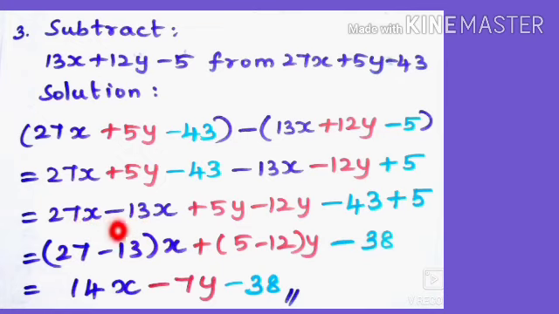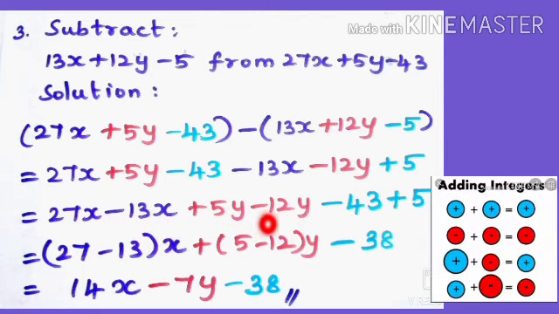So, here 27 minus 13 x, and here the coefficients of y are 5 and here minus 12. So 5 minus 12 y. Here minus 43 plus 5 is minus 38. Yes, by using addition of integer rule. That is, when we add two integers of different sign, the sum will be the difference between the two integers and have the sign of the integer with greater value. So 43 minus 5 is 38. The sign of the greater one is minus. So minus 38 is the value for this integer, addition of integer minus 43 plus 5.